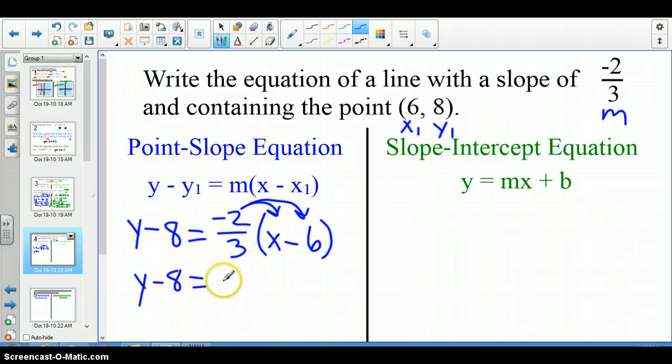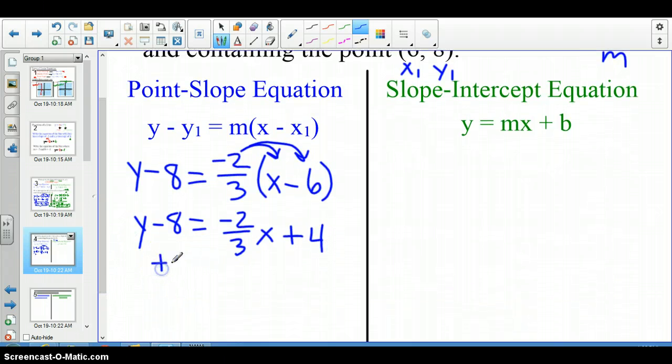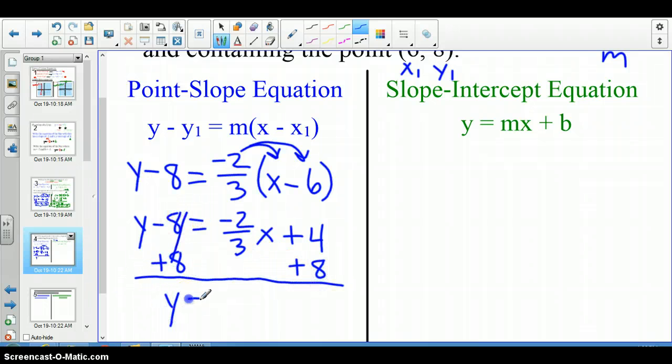So negative 2/3 times x is negative 2/3 x. Negative 2/3 times negative 6: two negatives make a positive, and 2/3 of 6 is 4. And then last, I'm going to add 8 to get y all by itself, to put my equation in slope-intercept form.